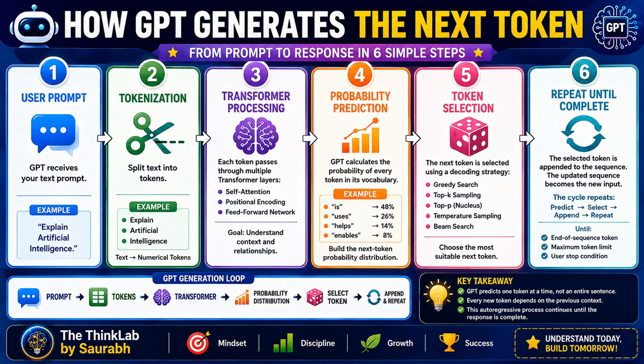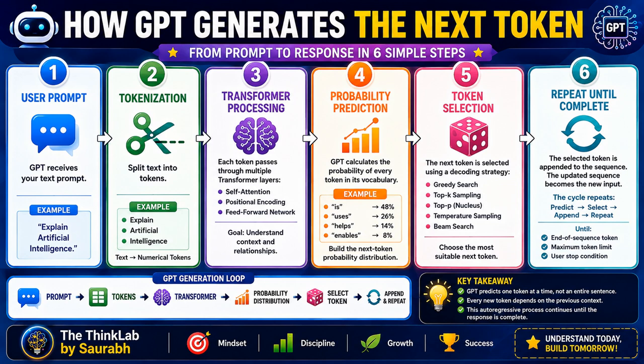Step seven is decoding. Now GPT must choose one token. Several decoding methods are available. The first is greedy search, which always selects the highest probability token. This produces a deterministic answer. Next is top-k sampling, where the model considers only the top k most likely tokens, then randomly selects one of them.